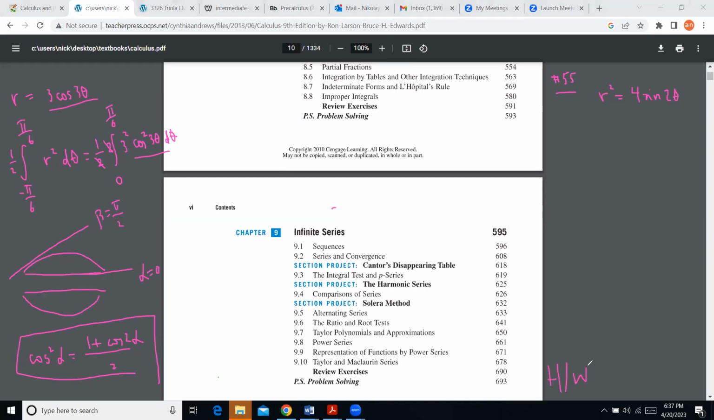And then we also did 8.8 improper integrals. That's another interesting section. Then we went to chapter 9 and we did everything up to power series, but we skipped Taylor series. So it'd be like 9.1 through 9.6, so 9.1, 9.2, and so forth. And then we looked at 9.8.